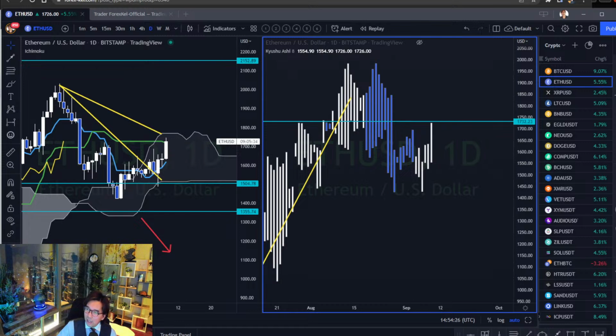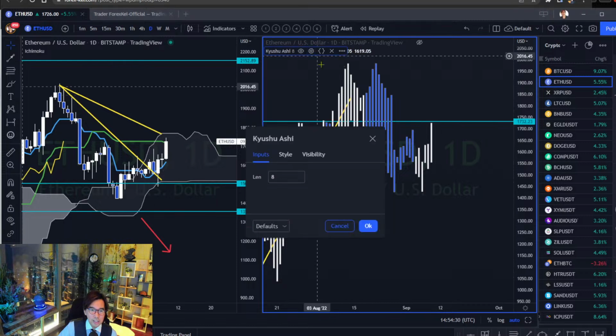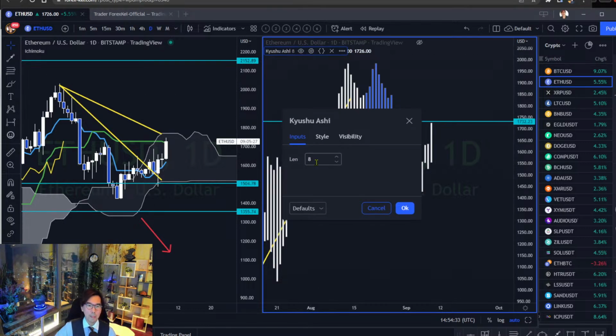Holman asks, the length shall be set to 8. The length of the Kyushu Ashi should be set to 8. Yeah, that is correct.